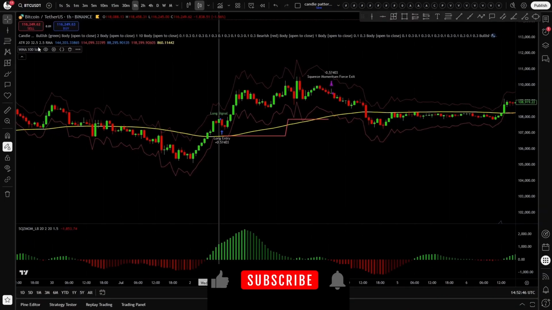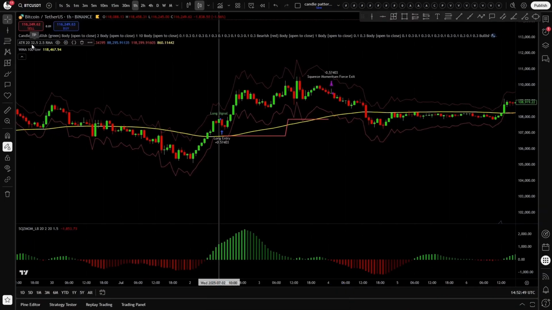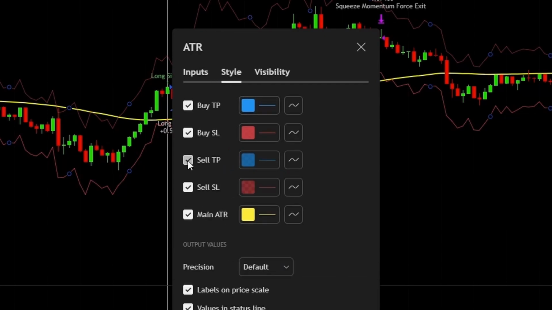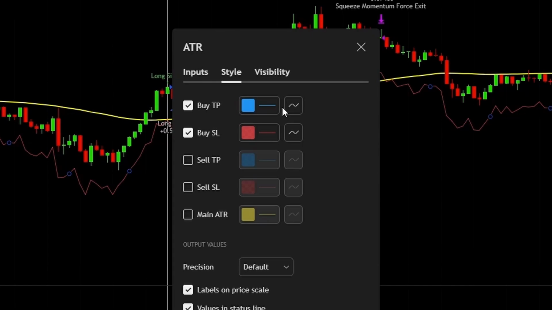We got all of the indicators, but we need to change a few settings, so let's go over them one by one. First open up the NNFX ATR, set its X value to 20, the TP value to 32.5, don't worry, I will explain it later, and the SL value to 2.5. Then go over to the Styles tab, untick the Sell TP, the Sell SL, and the main ATR, and change the line size to step line. This way it will be easier to see where to put the stop loss and take profit.